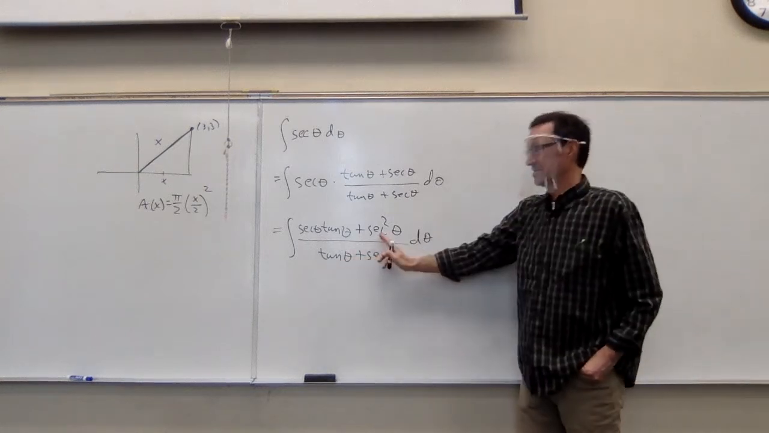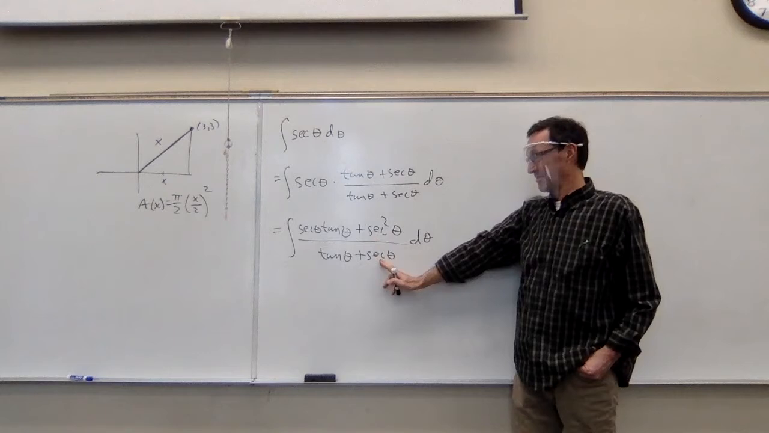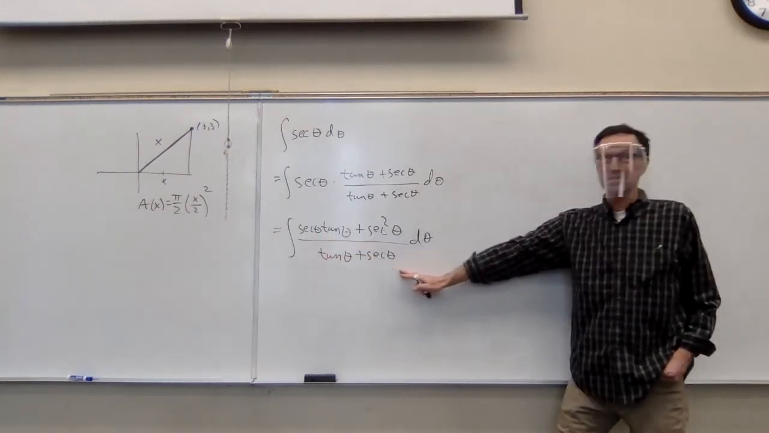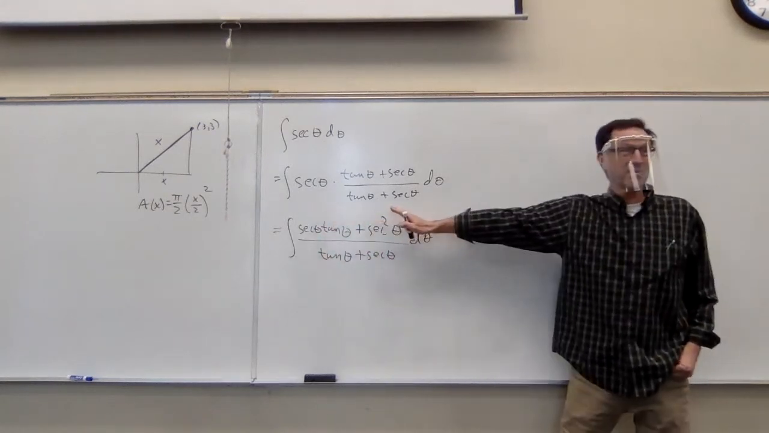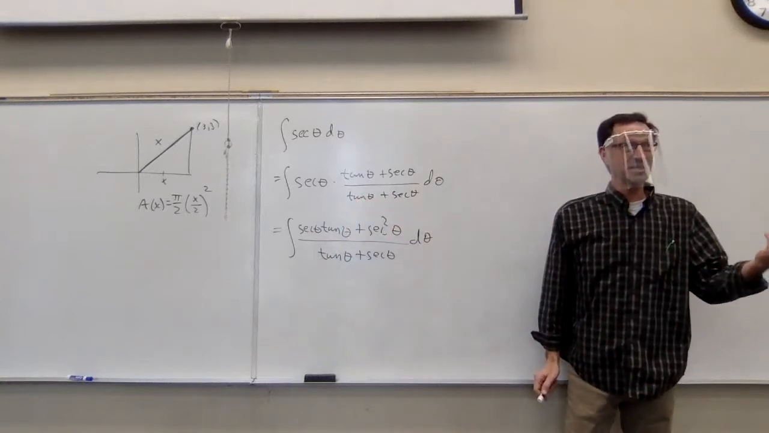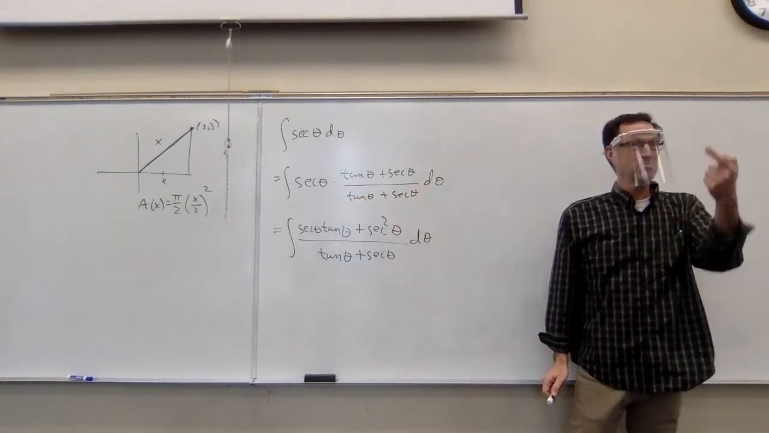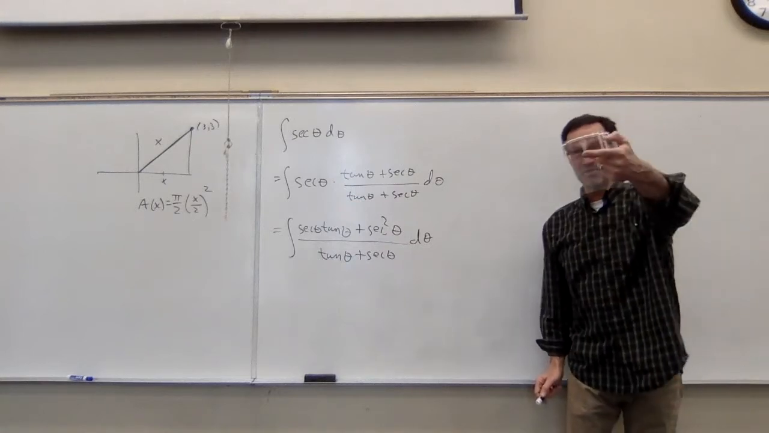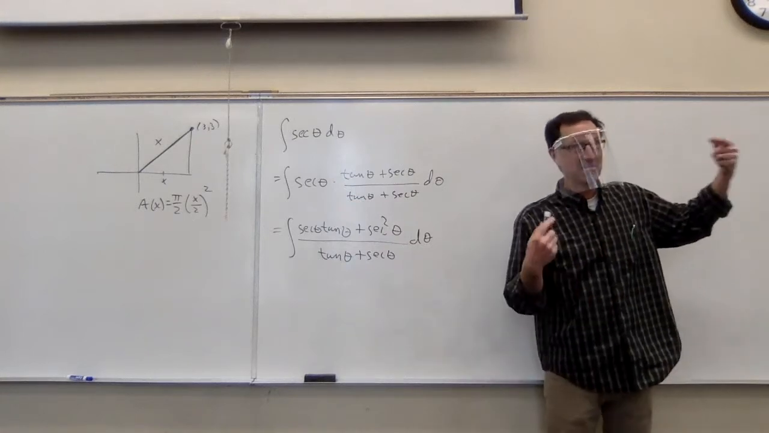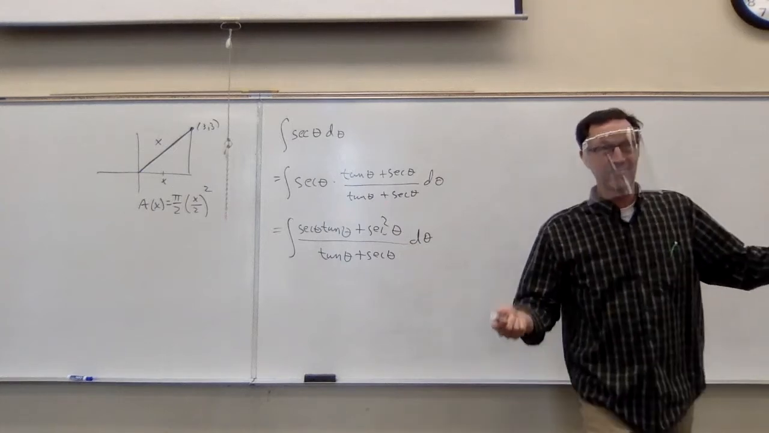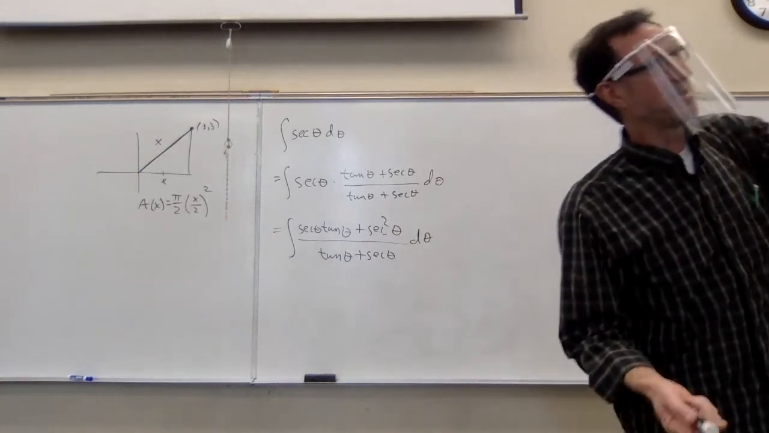Derivative of tangent, secant squared. Derivative of secant, secant theta tangent theta. The derivative of a sum is the sum of the derivatives. So if I let u be secant plus tangent, then this becomes 1 over u du. And the antiderivative of 1 over u du is? Pardon? ln u.